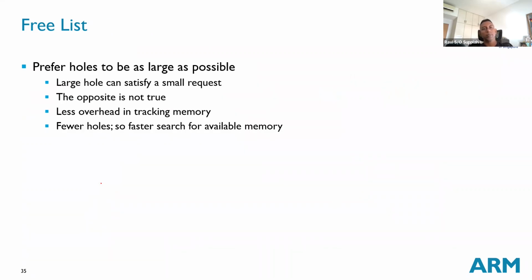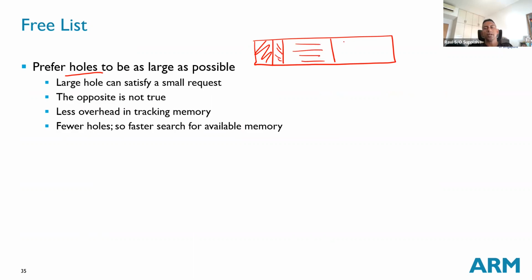Okay, so in terms of this free list, what we want is we want the holes to be as large as possible. All right, why do we want the holes to be as large as possible? Because when I have a large hole, it's easy for me to allocate different sizes. So I can have a small size, a big size. But if I have very small holes, then it's very difficult for me to allocate, unless it's really a limited amount of memory that I want.